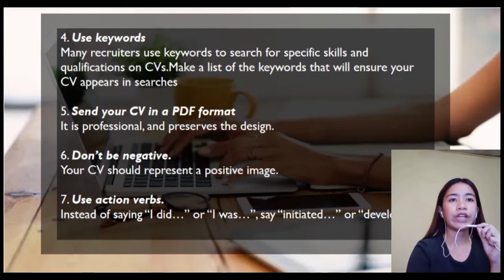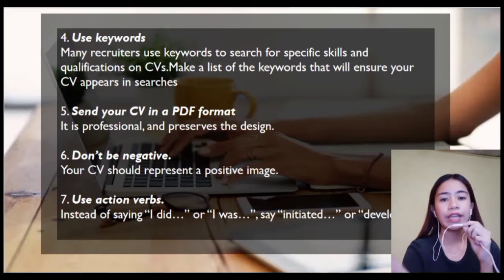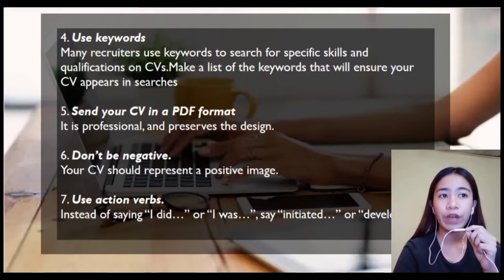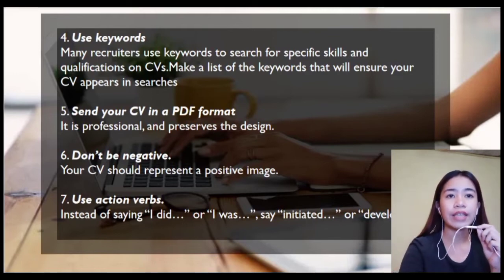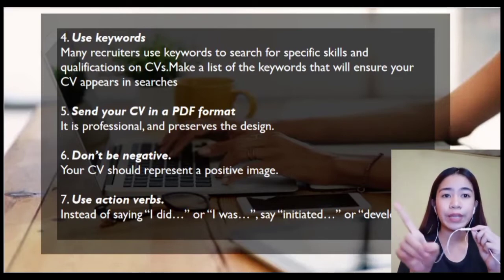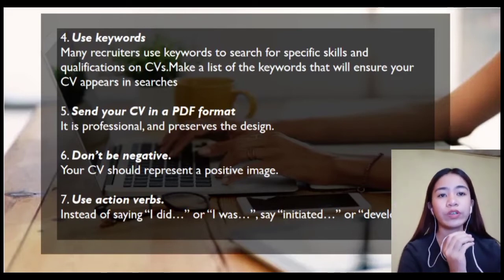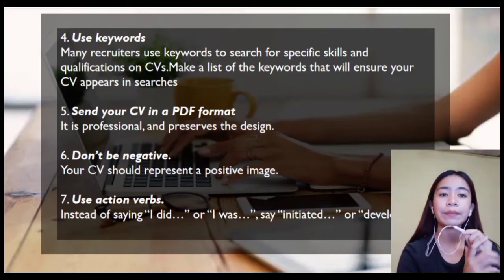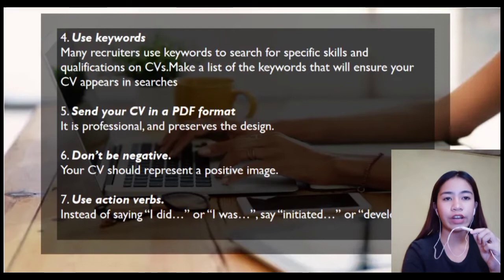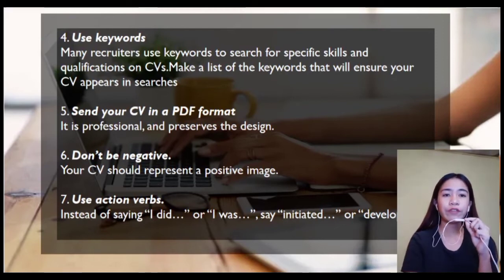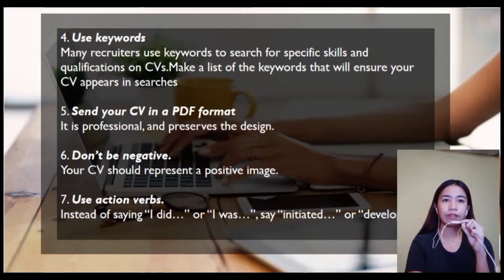The fifth one is to send your CV in a PDF form. Sending it in a PDF format at all times helps it to be professional and keeps the design intact. Number 6 is don't be negative. Don't criticize your previous and current employers and bring up any unpleasant points in your career. Your CV should project a favorable image of yourself.